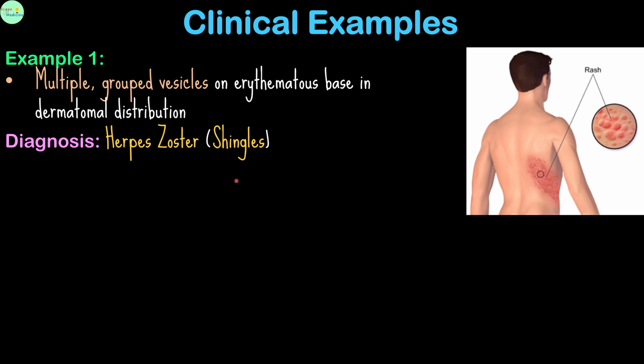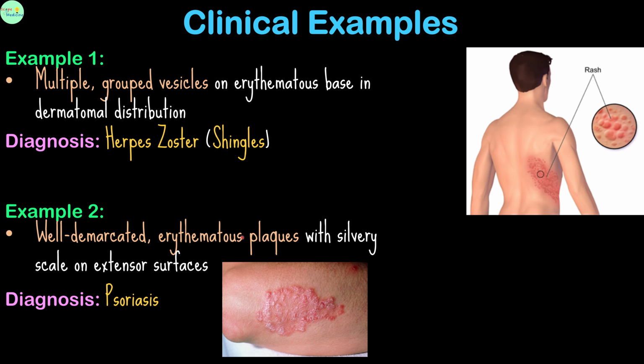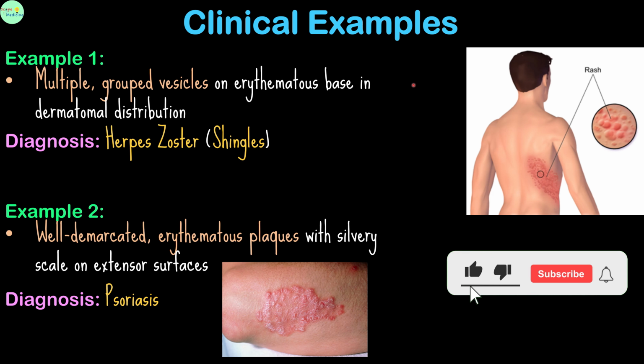For example, the description multiple grouped vesicles on an erythematous base in a dermatomal distribution points directly to herpes zoster, or shingles. Another example, well-demarcated erythematous plaques with silvery scale on extensor surfaces is classic for psoriasis. Using this systematic terminology-based approach allows for precise clinical communication, accurate documentation, and effective clinical reasoning in dermatology.